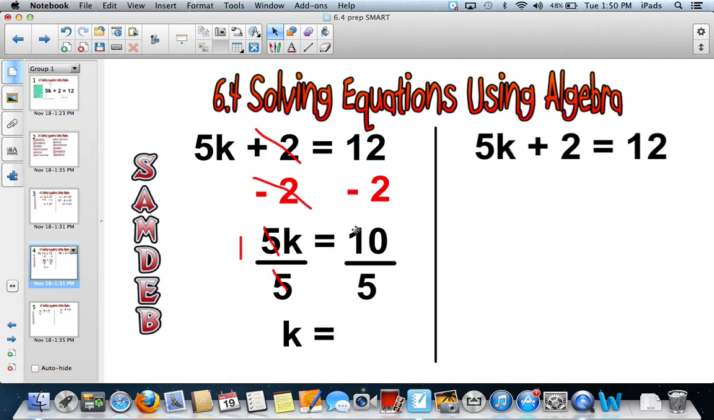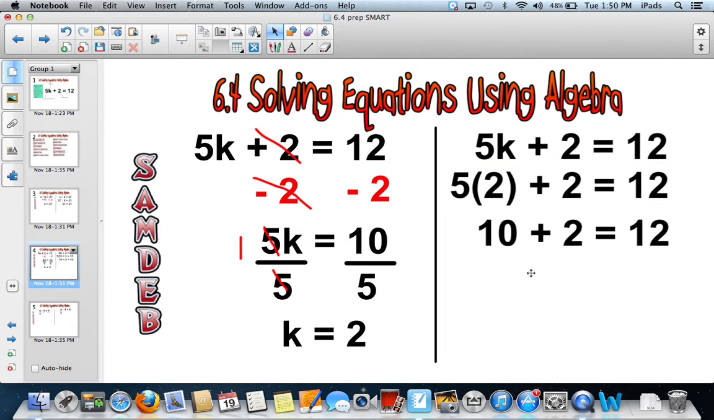On the other side, we have 10. We have to divide that side by 5 as well, because what you do to one side, you have to do to the other for balance. And 10 divided by 5 is 2. To check that, we're going to substitute it on the other side. 5k plus 2 equals 12. We replace the k with a 2. And 5 times 2 is 10. And 10 plus 2 is 12. And 12 is equal to 12.